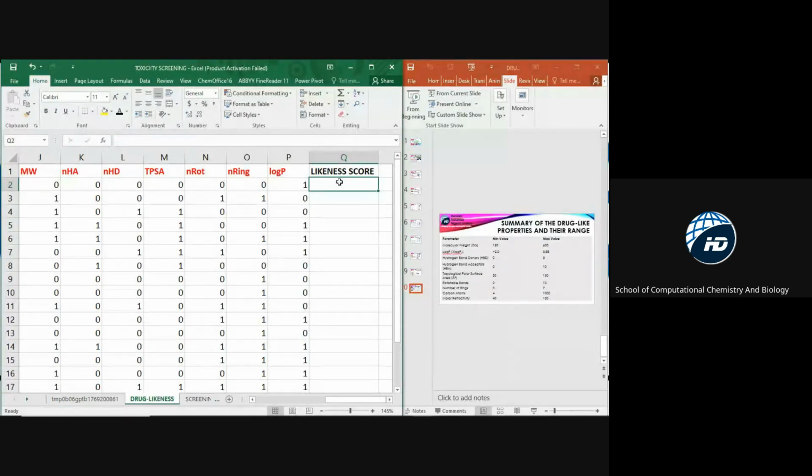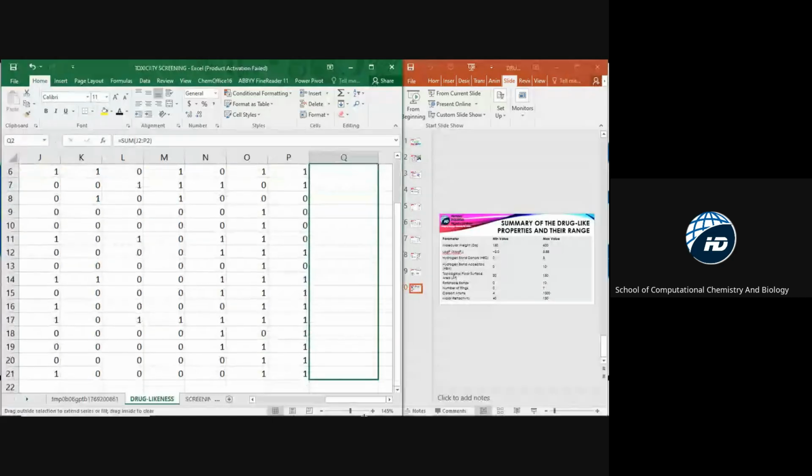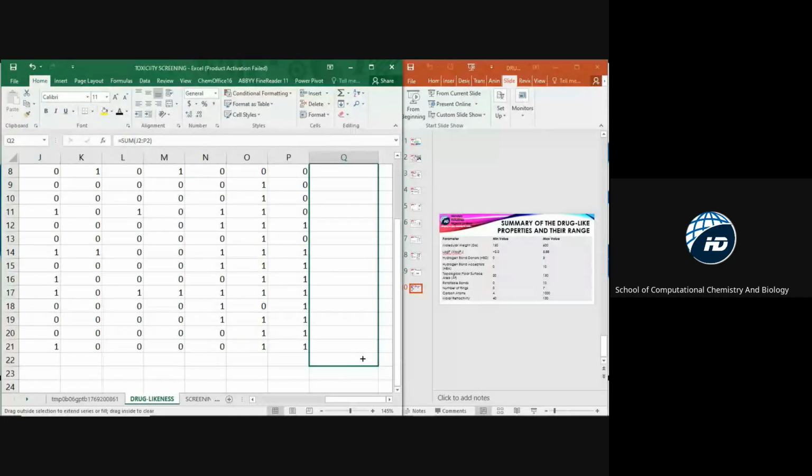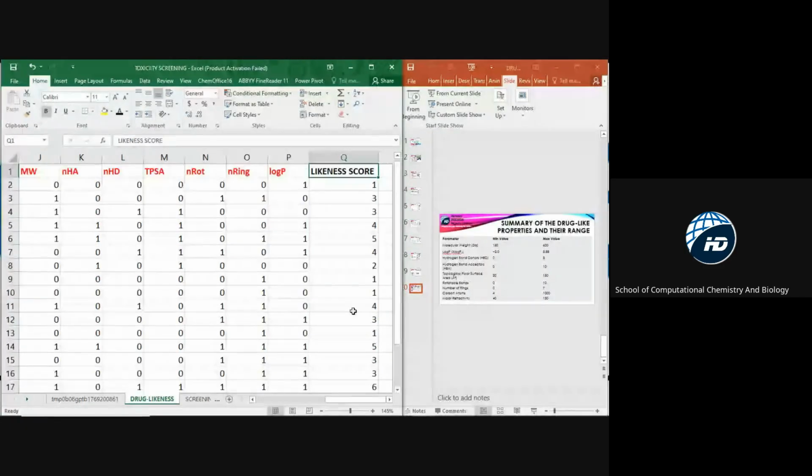So we shall do a summation, sum equal to, for molar weight to Log P. So let's see the score. This is a score of 1. You drag it down. And wow, I can see a score of 6.